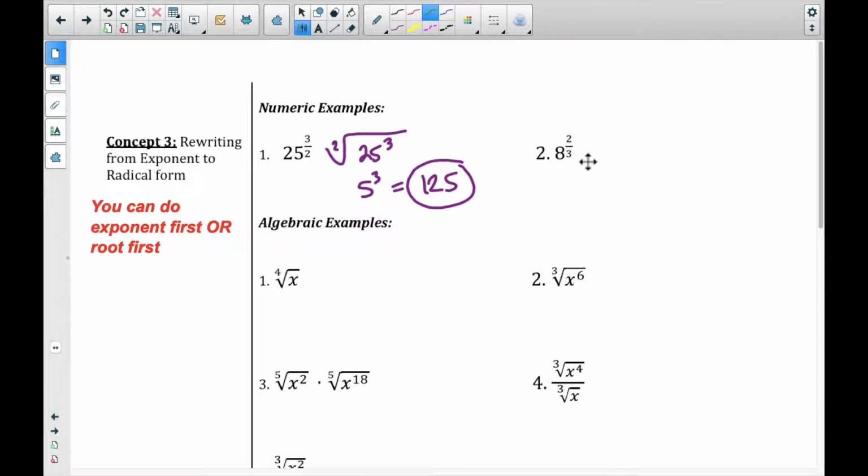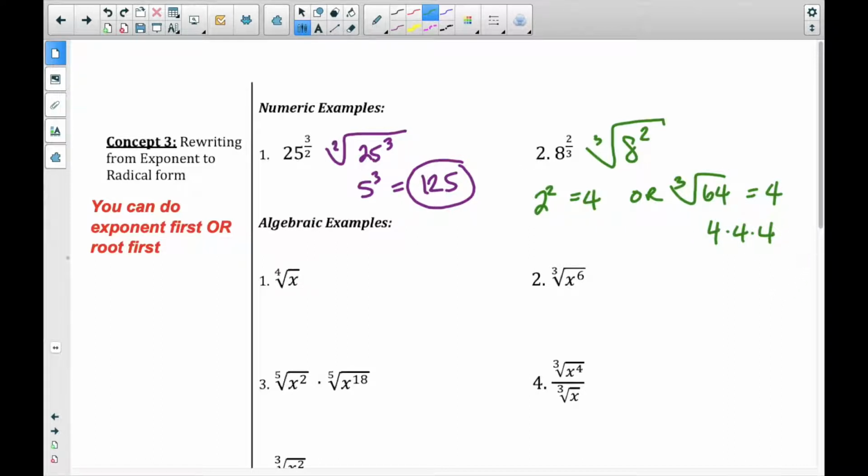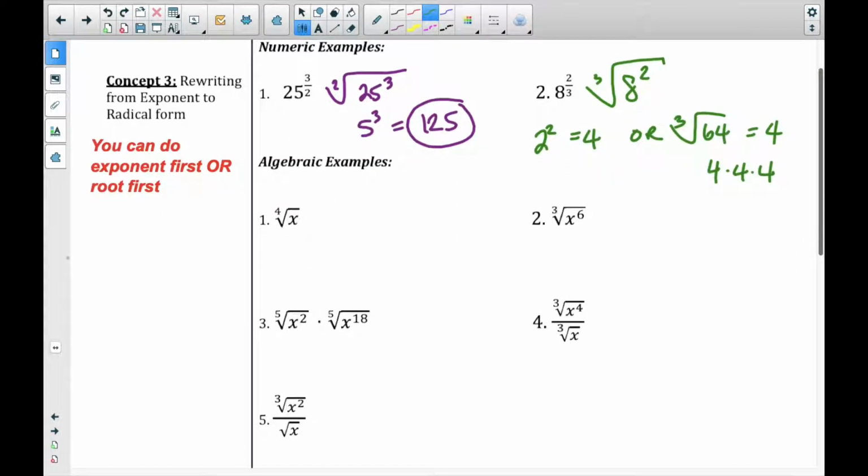Okay, next problem. Once again, which one is the root, which one is the power? So it's going to be 8 to the second with a third power in the corner, the cube root and the power. And again, you can do either one first. So if you know what the third root of 8 is, you could do that first. That's 2. Or, if you don't really know that, but you know 8 squared is 64, you could take the third root of 64, and maybe in your head you know that 4 times 4 times 4 is 64. So that works out that way. You can do either one first.